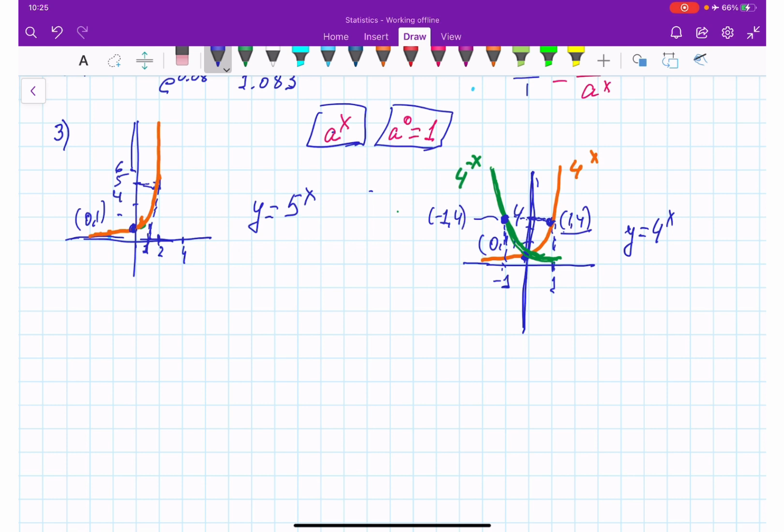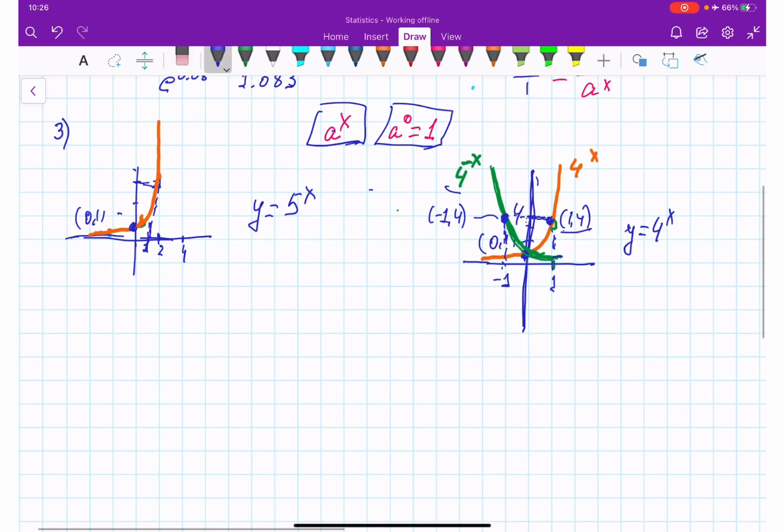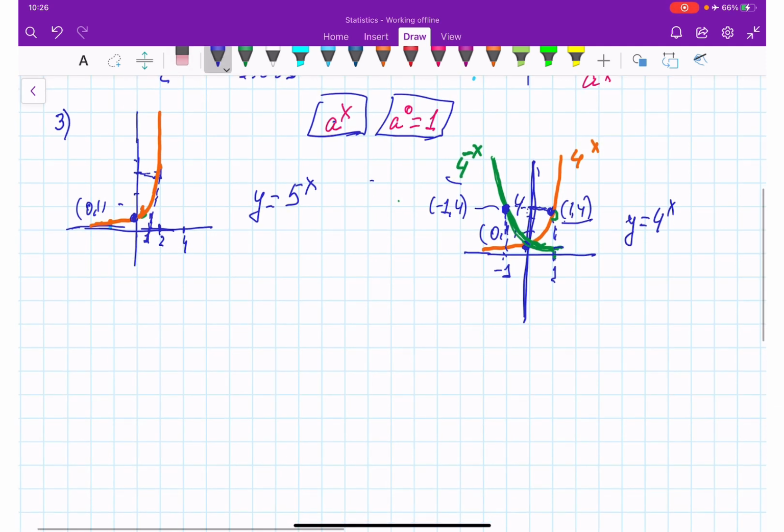So if it's going from left to right, you are taking negative 1, going up, and whatever number you get, that's going to be your base, like here. Okay? And if it's going from right to left, then you are taking positive 1, going up, and whatever number you get is your base. Which means if I have 5 to the power x, this is how it's going to look. This is my 5.